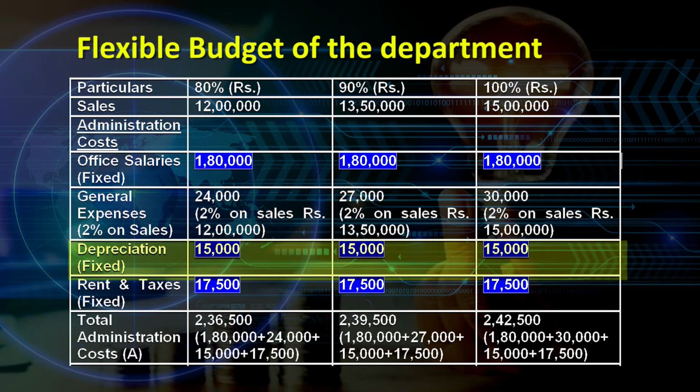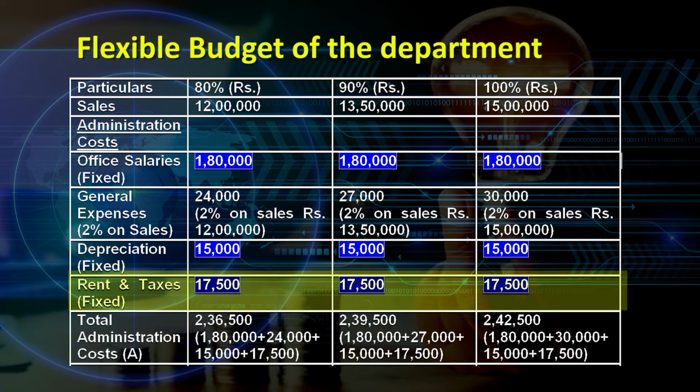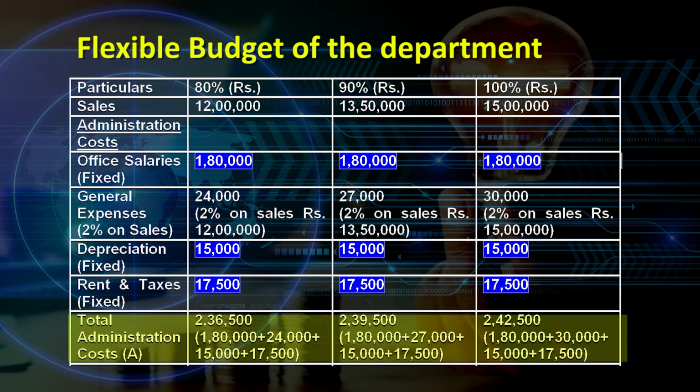The next cost, depreciation, which is fixed, and rupees 15,000 for all the 3 levels. The next cost is rent and taxes, which is again fixed, rupees 17,500 at all the 3 levels. Let us now total up the administration costs. 2,36,500 at 80%, 2,39,500 at 90% and 2,42,500 at 100%.